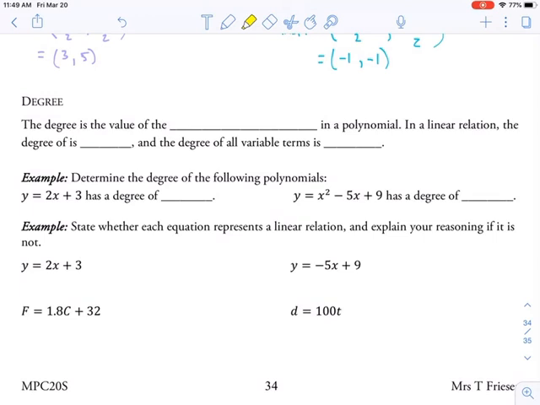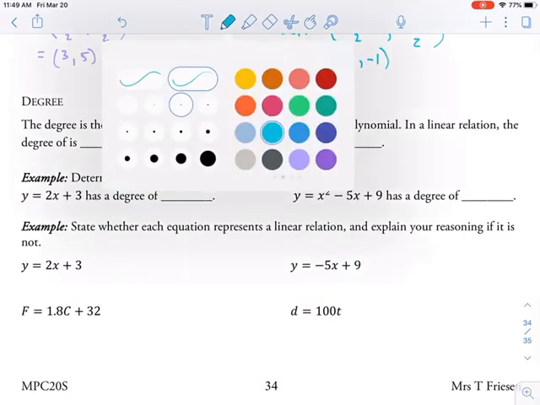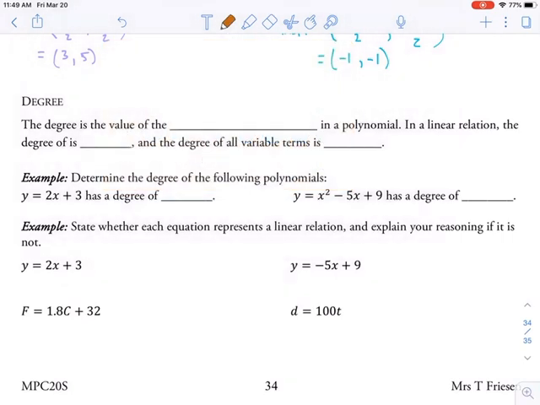Okay, so we're gonna just fill in these blanks here. So degree is always the value of the, let's use this fun color, highest power in a polynomial. In a linear relation, the degree is 1.